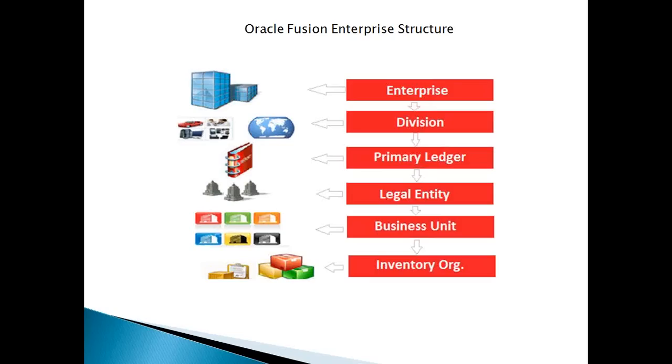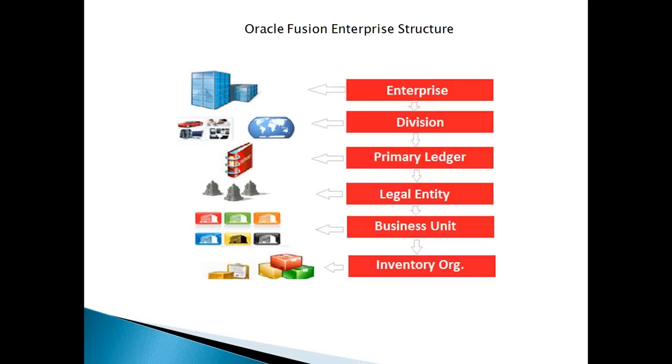Each geography you can take as one division. You may take APAC as one division, EMEA you can take as another division. This is how, based on where you are operating the business, you can do geography classifications, and accordingly you can have divisions in your system.